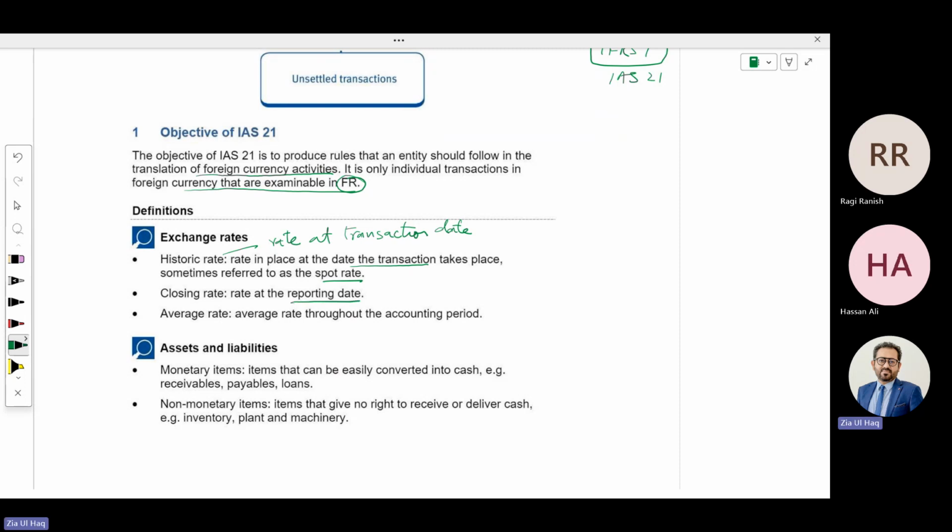Closing rate is the rate at the reporting date, meaning year end. What is the exchange rate at the year end date? Suppose year end is 31st December. So what is the rate at 31st December? That would be called reporting rate, closing rate. And what is average rate? Average rate is the rate throughout the accounting period. Here we will discuss the application of historic rate and closing rate. The average rate application will be in the next level, SBR, because it is used in group accounting, not in single entity accounting.